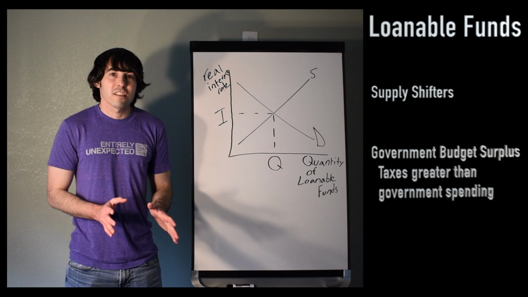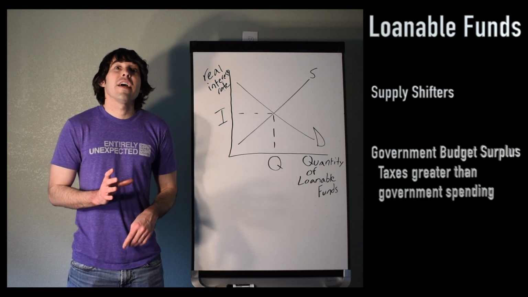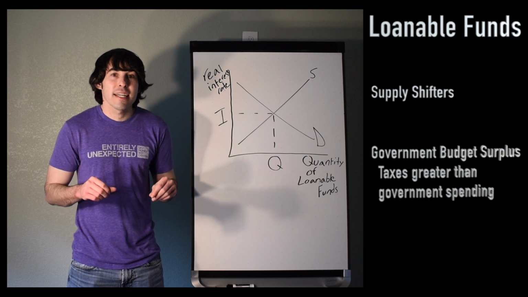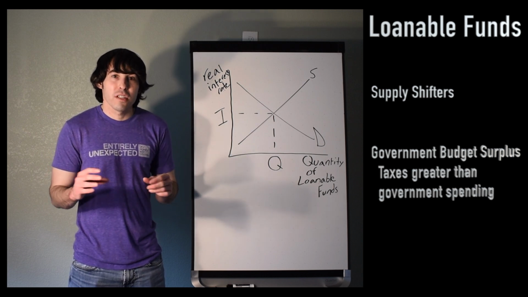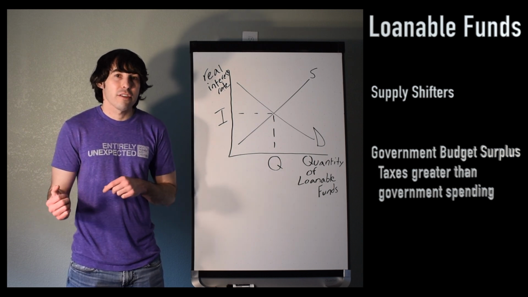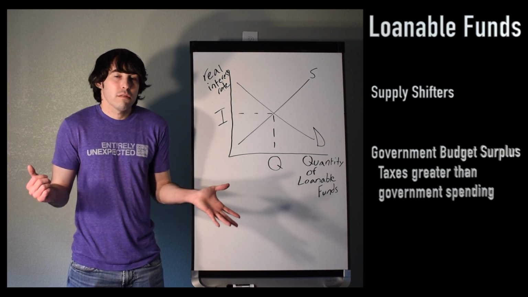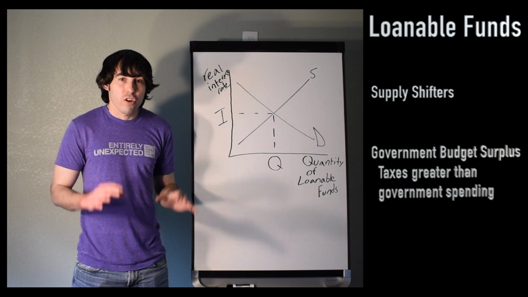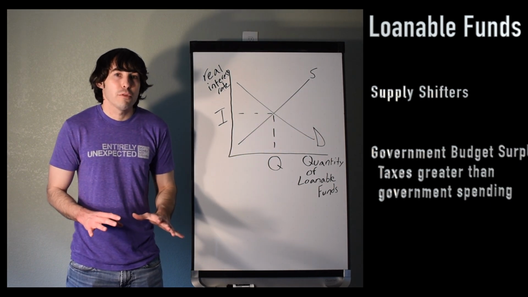The government affects the supply of loanable funds as well when they are in a budget surplus. If taxes are greater than government spending, then we're going to end up with a budget surplus. The government will have extra money that they can use to either pay off government debt or save it in the bank or lend it out even. That increases the supply of loanable funds, drives down the real interest rate, and makes it cheaper to borrow.